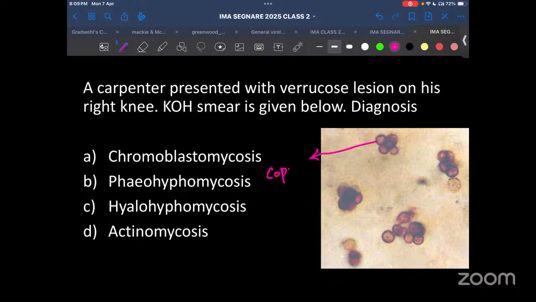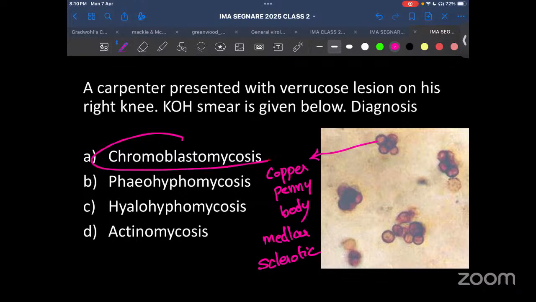This is copper colored, and it looks like a coin. So it is known as copper penny body, which is also known as Medlar body, which is also known as sclerotic body. This is a specialty of chromoblastomycosis. These are not yeast cells. This is actually the Medlar body or copper penny body. They divide in all planes, which is why they look like this.